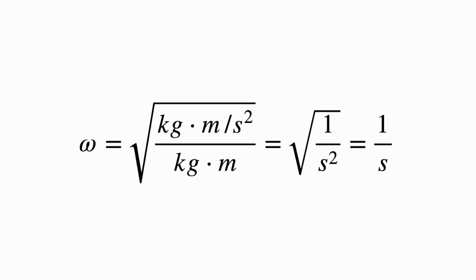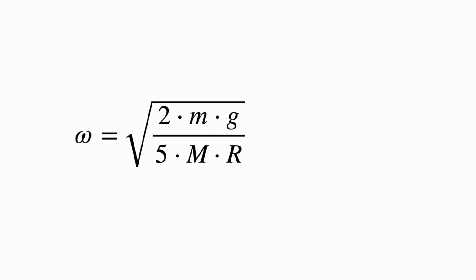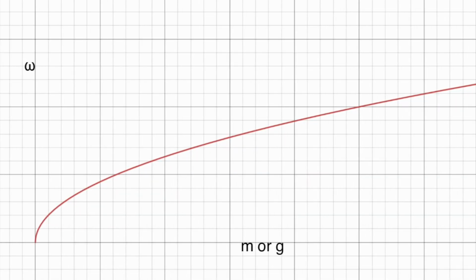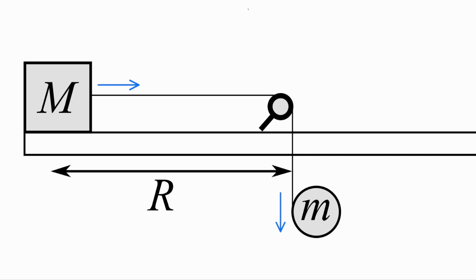Now, let's see if our symbolic answer makes physical sense. We have 4 variables in our answer. Let's start with the mass of the ball, lowercase m, and gravity. For these variables, when m or g increase, the angular velocity also increases, as shown by this graph. This makes sense because as the mass of the ball or gravity increase, the tension in the string will increase because there's more force pulling the ball downwards.